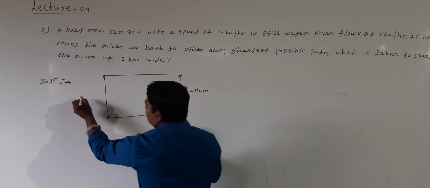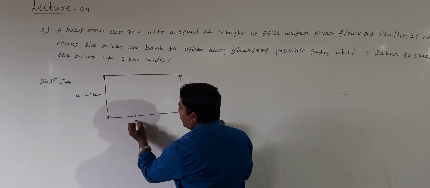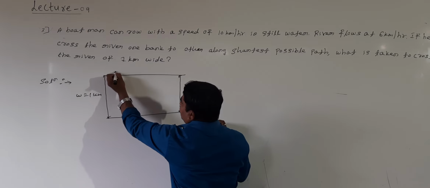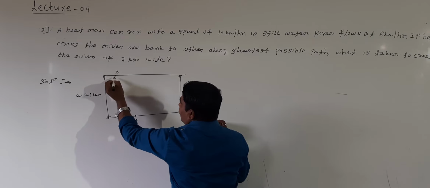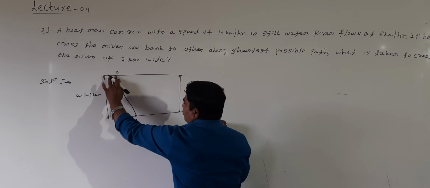Alright. The person can go in the shortest possible path. How can the person go? Already I have shown the shortest path. This is the position A I can take. This is the position B. Right? How can the person go? The person can go like this in this direction.